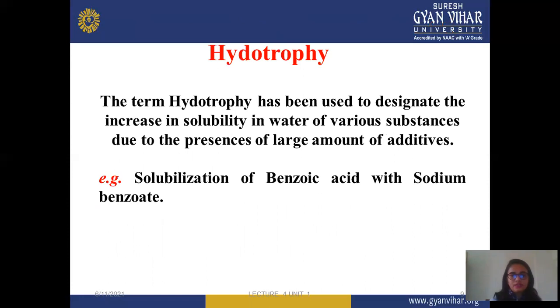Next is hydrotropy. The term hydrotropy has been used to designate the increase in solubility in water of various substances due to the presence of a large amount of additive, like the solubilization of benzoic acid with sodium benzoate. In hydrotropy, you use some excipient or add a large amount of additives. Due to more additive, this particular drug may be solubilized easily or show more solubility in water. An example is solubilization of benzoic acid with sodium benzoate. Benzoic acid shows more solubility with the help of sodium benzoate. When you use benzoic acid and sodium benzoate in combination, it shows more solubility compared to the individual one.